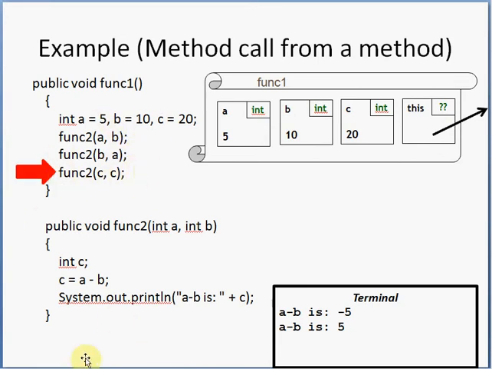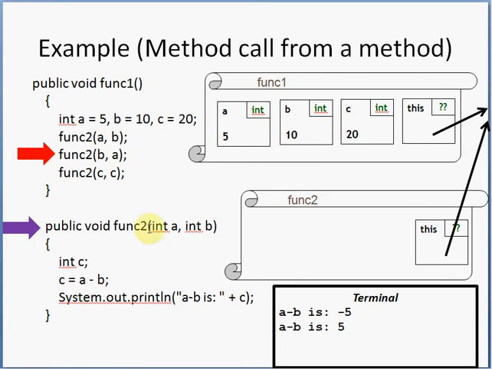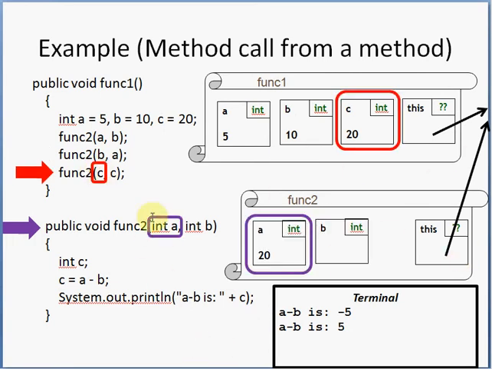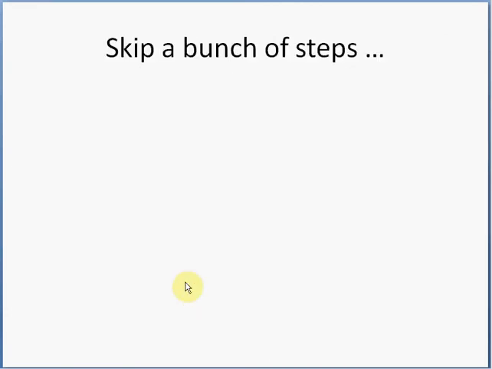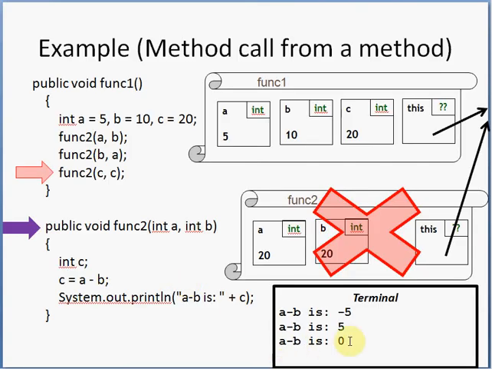Now we're running this next line. Okay, make a new box, have the same this, right? First argument goes to first parameter, second goes to second, so C is going to go into A and C is going to go into B. So C from func1 goes into A from func2, and C from func1 goes into B from func2. And we're going to skip a bunch of steps, and we end up with "A minus B is 0".